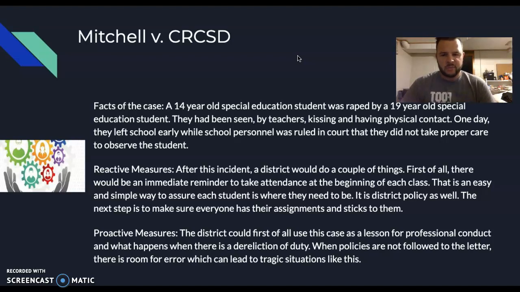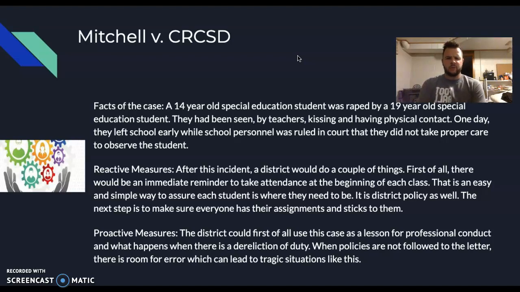So reactive measures that my district would do after a situation like this: first of all, I believe there would be an immediate reminder to take attendance at the beginning of each class. It is school policy, but I think, myself, I've personally not done it at the beginning of the class sometimes, or even forgot for a couple class periods. So there would be a constant reminder. I think there would be a watchful eye over that.